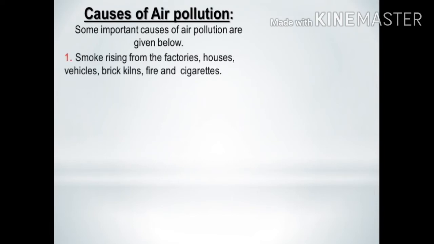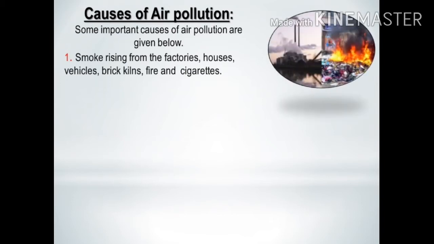Number 1, smoke rising from the factories, houses, vehicles, brick kilns, fire and cigarettes. As you can see in the picture, the fire and the smoke that come from our houses and factories pollute our environment and pollute our air. This is a cause of air pollution.